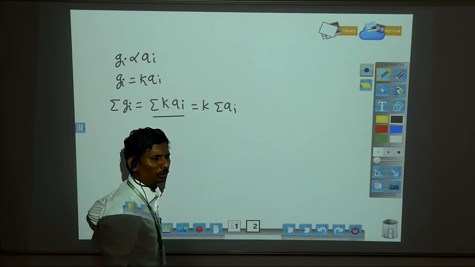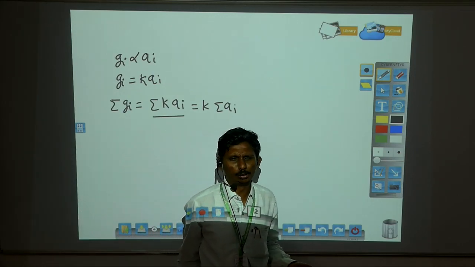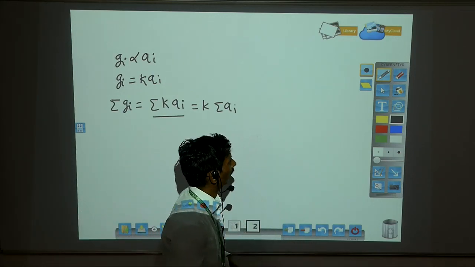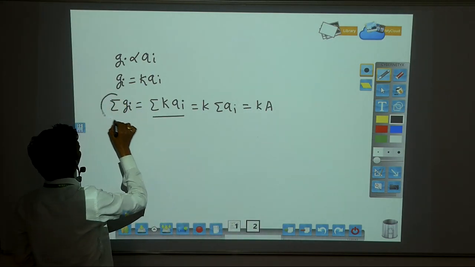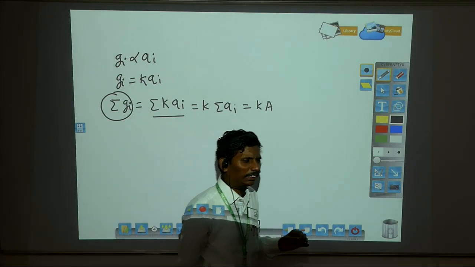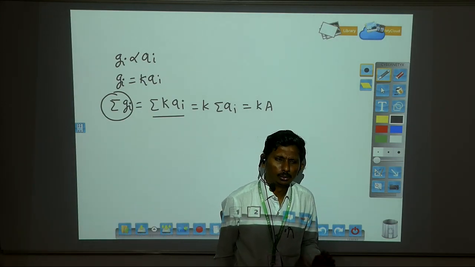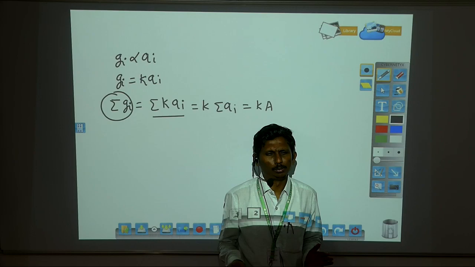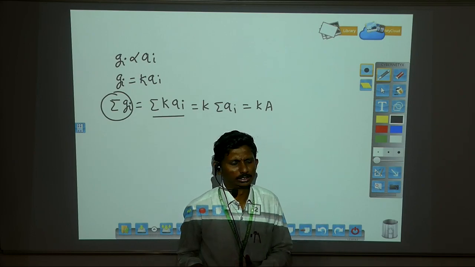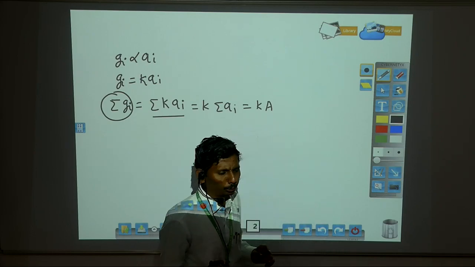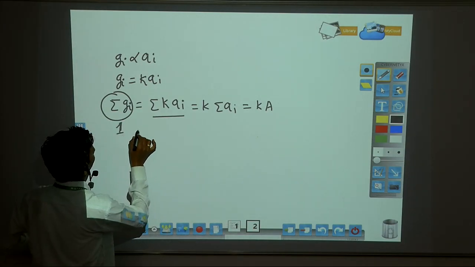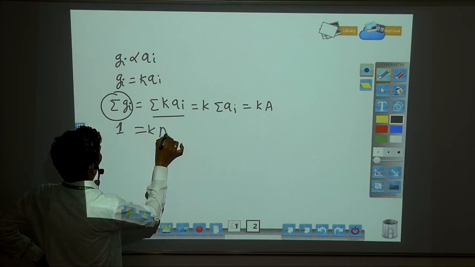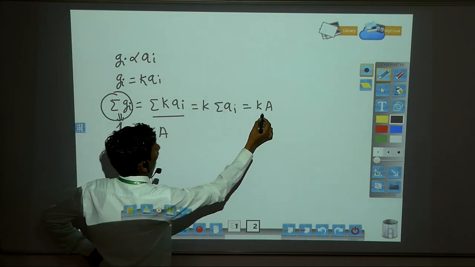But what is the summation of ai? Ai is nothing but the area of the box, the total area of the box, so we can write it as ka. On the left side, gi is the prior probability, and we know that the total probability of any system is 1. Total probability of any event is 1, and therefore we can write it as ka. This is the 1 and this is the ka.